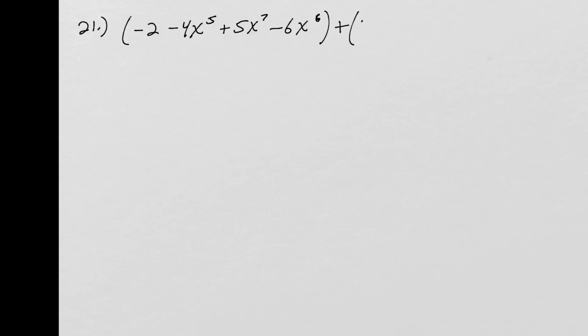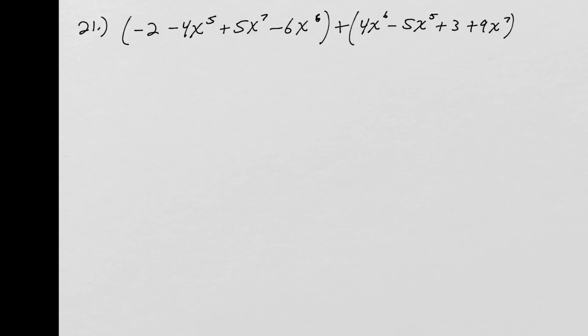Okay, a few more. Question 21. We want to add these two polynomials. Okay, so they give us negative 2 minus 4x to the 5th plus 5x to the 7th minus 6x to the 6th. And we want to add that to 4x to the 6th minus 5x to the 5th plus 3 plus 9x to the 7th.